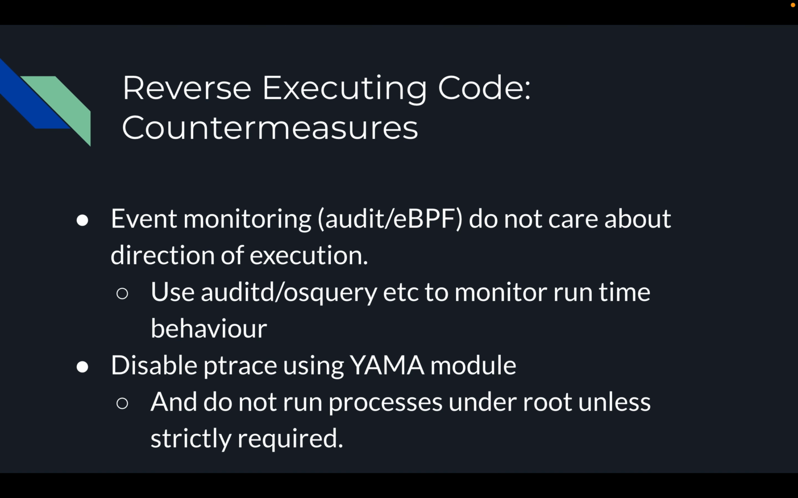And now let's talk about our countermeasures. We can monitor for events using tools like audit and eBPF. Now, these event monitoring tools do not care about the direction of execution. Using audit and osquery to monitor runtime behavior, we can figure out our reverse executed code very clearly. The other countermeasures we should have are disabling ptrace using YAMA modules and restricting processes from running as root unless strictly required.